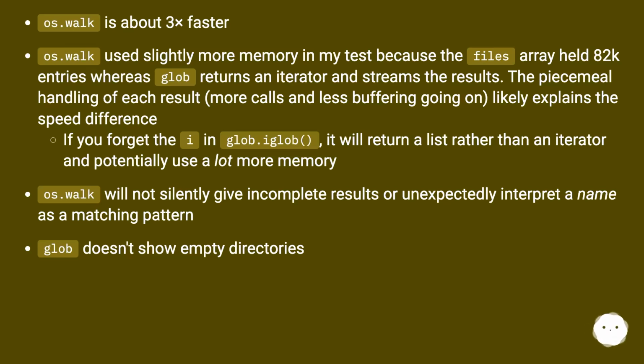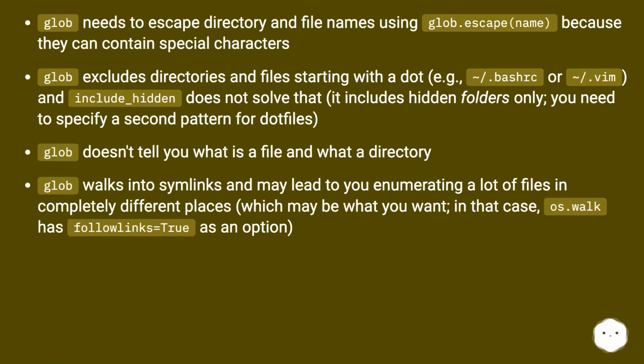os.walk will not silently give incomplete results or unexpectedly interpret a name as a matching pattern. Glob doesn't show empty directories. Glob needs to escape directory and file names using glob.escape(name), because they can contain special characters. Glob excludes directories and files starting with a dot, e.g. ~/.bashrc or ~/.vim. And include_hidden does not solve that, it includes hidden folders only. You need to specify a second pattern for dot files. Glob doesn't tell you what is a file and what a directory.